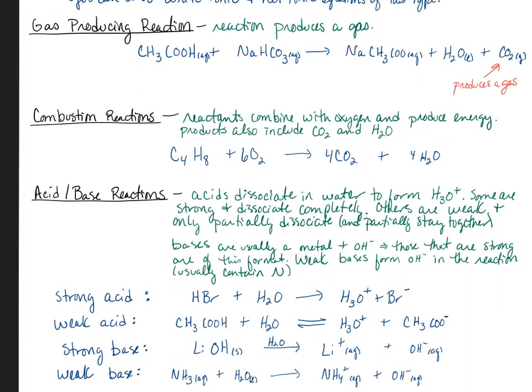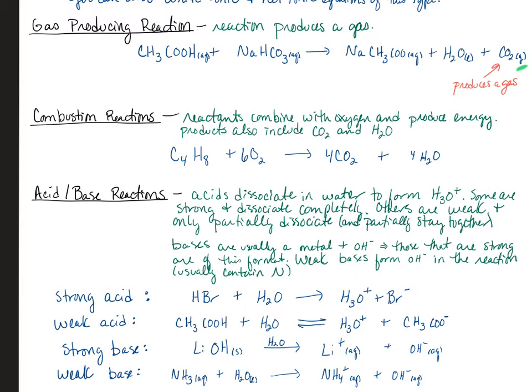The next type of reaction is a gas-producing reaction. This does exactly what you think it will do. It produces a gas. It doesn't even matter what the gas is, but the point being, you get a product with a (g) at the end, for gas.